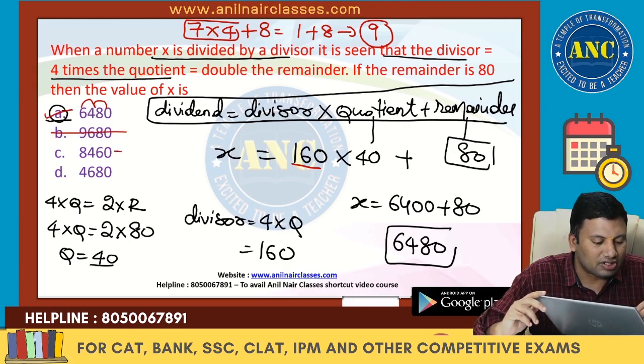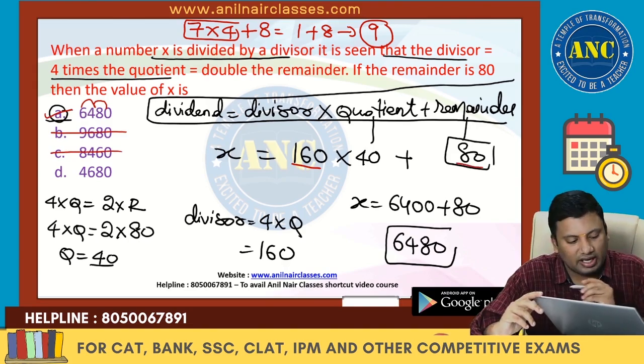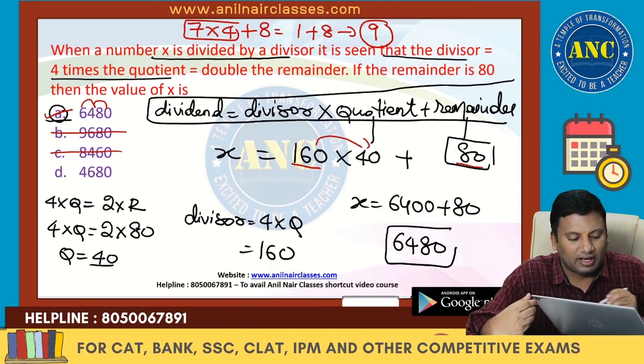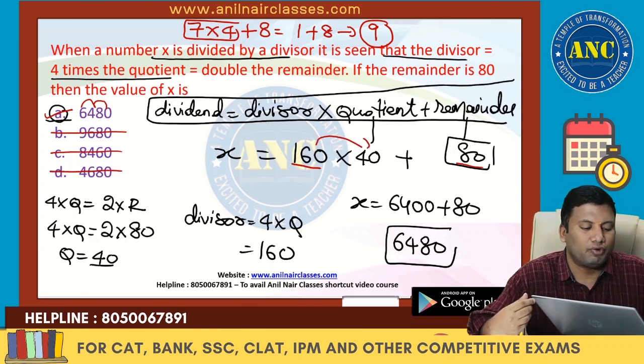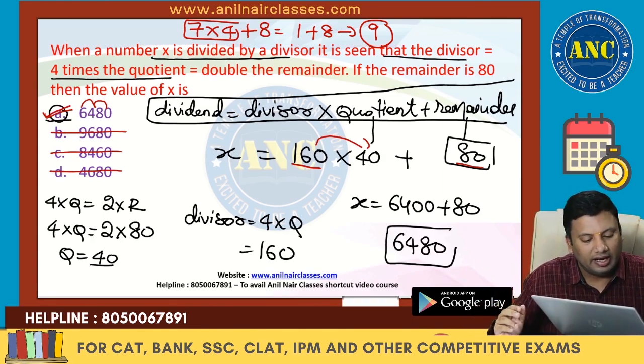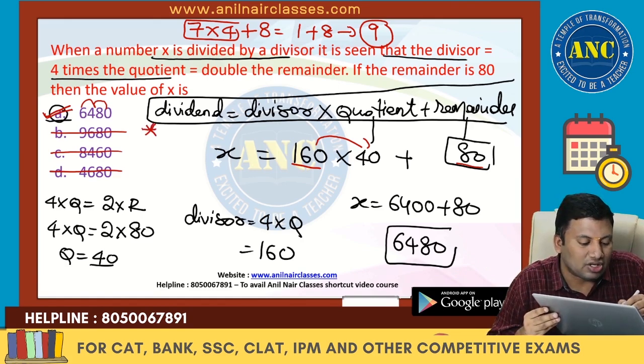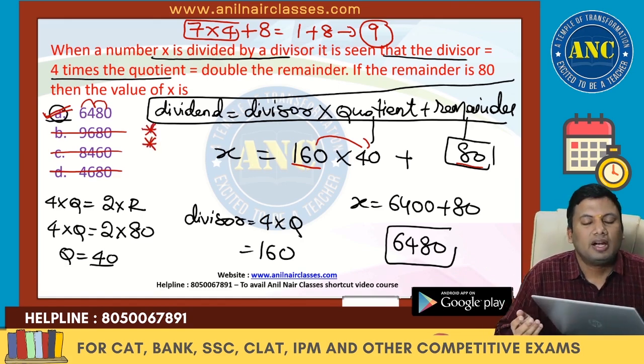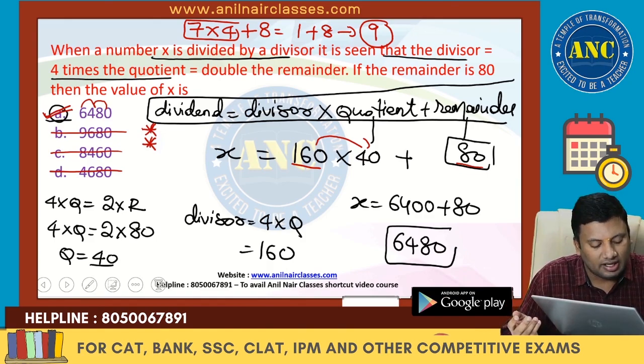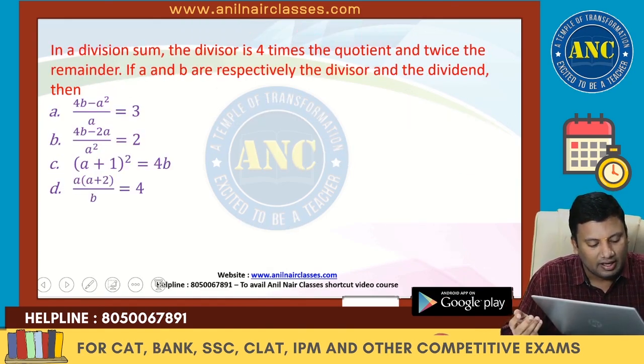Option 8460, last two digits is 80, is not possible, right? 160 into 40, definitely it is greater than 4000. So the option is 6480. I hope the idea is clear. Simple application of the divisibility theorem. Dividend is equal to divisor into quotient plus remainder. Next one.